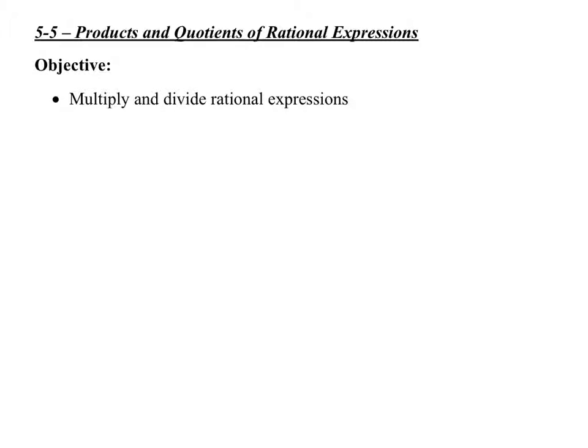Multiply and divide rational expressions. So before we get to examples with variables, which are really no more difficult than what we just did a moment ago with numerical values, the simplest way to multiply and divide is to think about factoring, right? Factoring helps make a simpler problem.